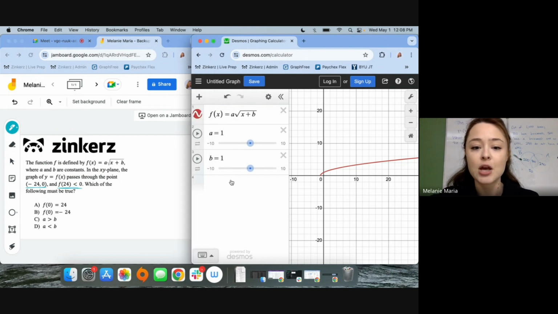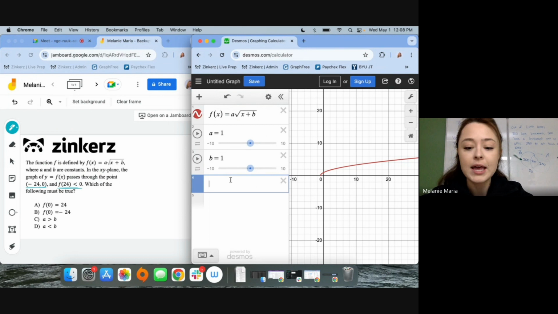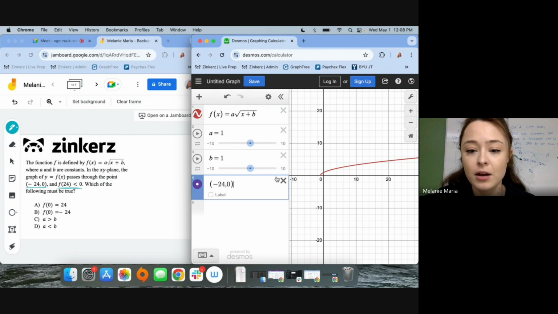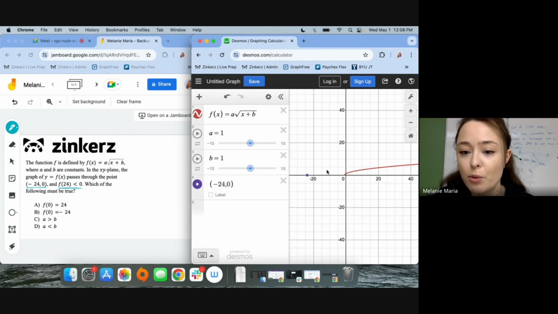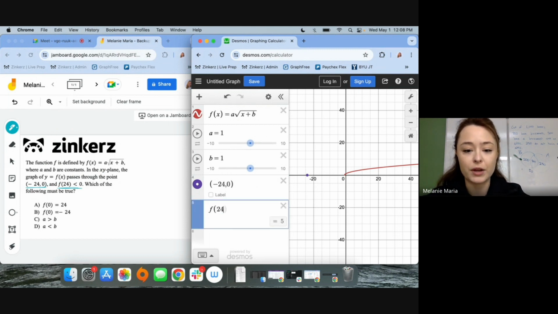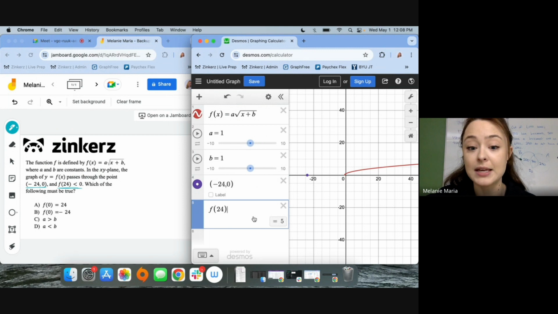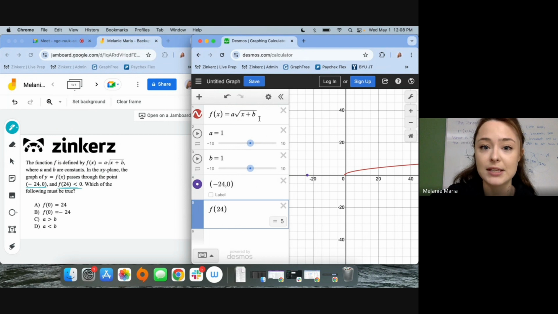So what I'm going to do is put these constraints into Desmos, which means I'm going to type in the point negative 24, 0, really just so that I can visualize that point. Here it is over here, the purple point. And then I'm also going to put in f of 24. Here, what it's telling me is that the value of f of 24 is equal to 5, given the fact that I've defined a and b to be equal to 1. So now I'm going to try to play around with a and b using these sliders so that I get these two constraints to be true. I want my graph to pass through this point, and I also want f of 24 to be negative.